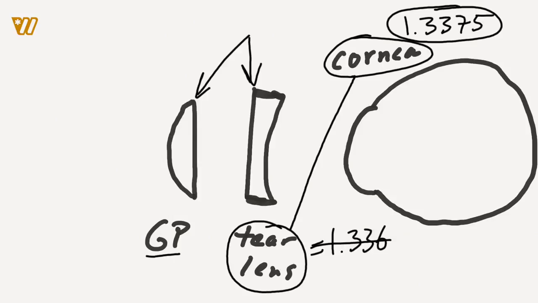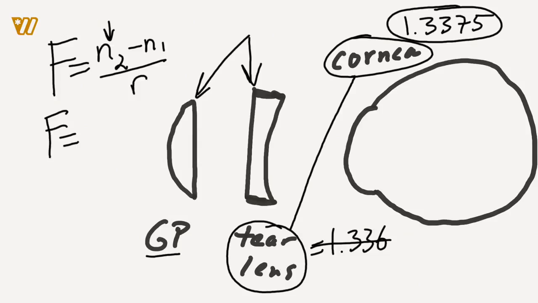So how are we going to calculate the back and front surface of our tear lens? What equation are we going to use? That's going to be our power equation, which we've used several times throughout our lectures: F equals N2 minus N1 over R. If we use the index of the cornea for N2 and air for N1, we'll have a power equation that looks like this: 1.3375 minus 1 over the radius.